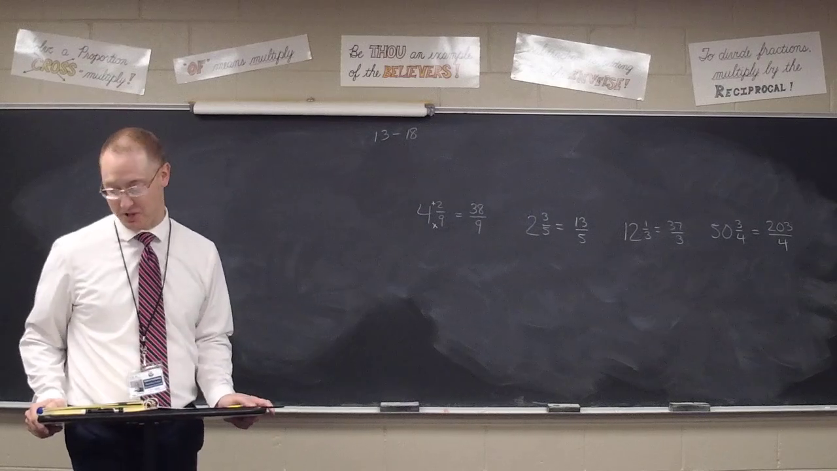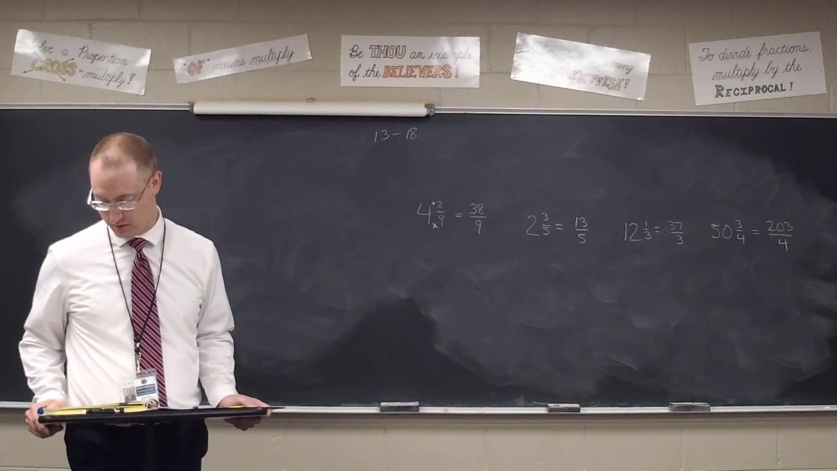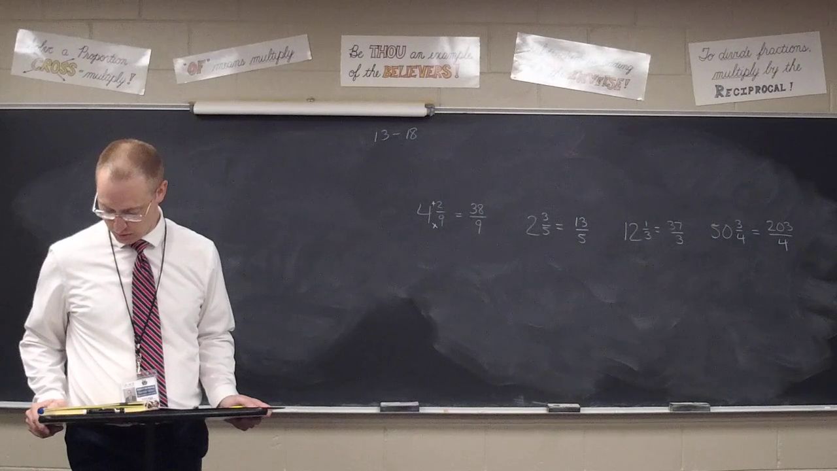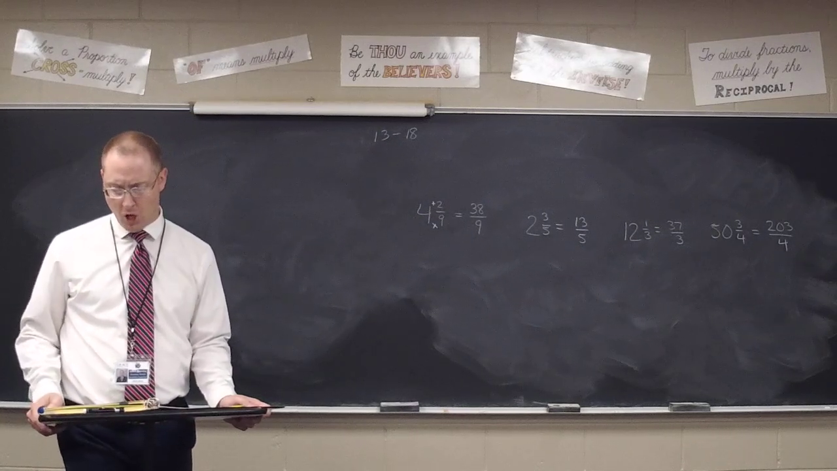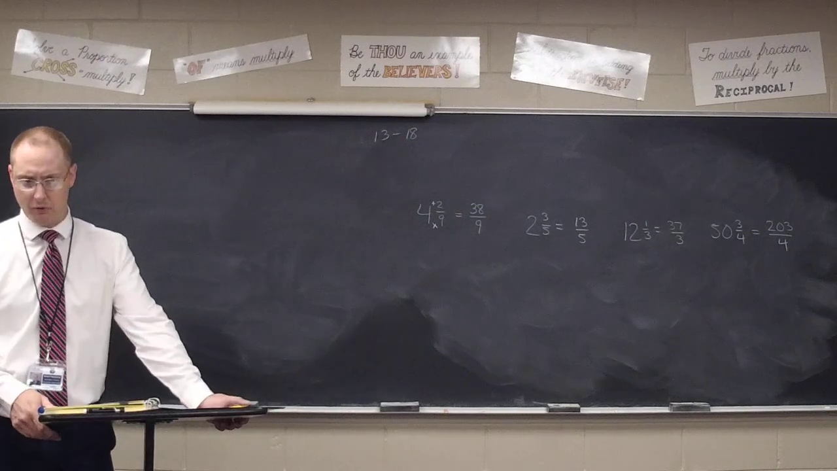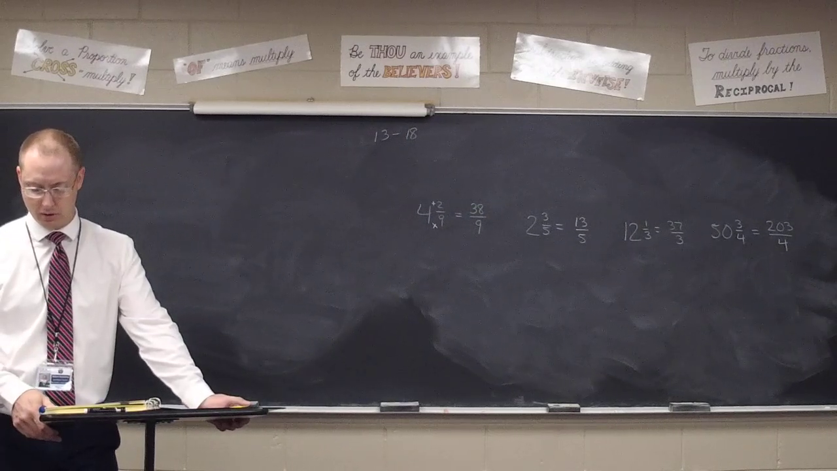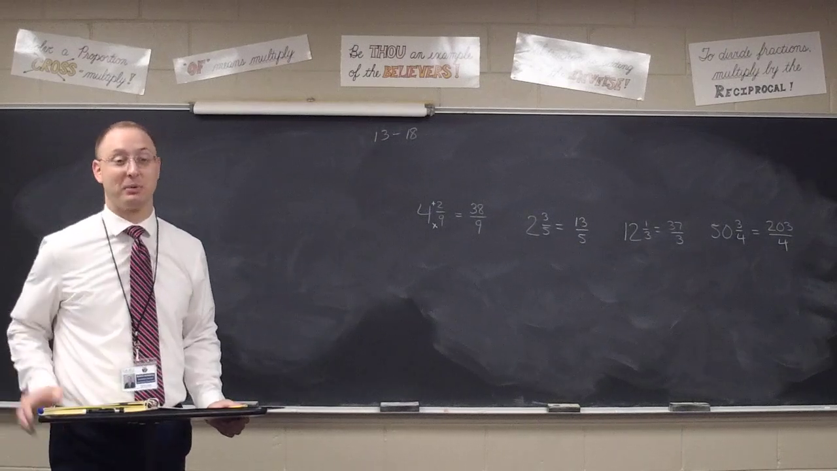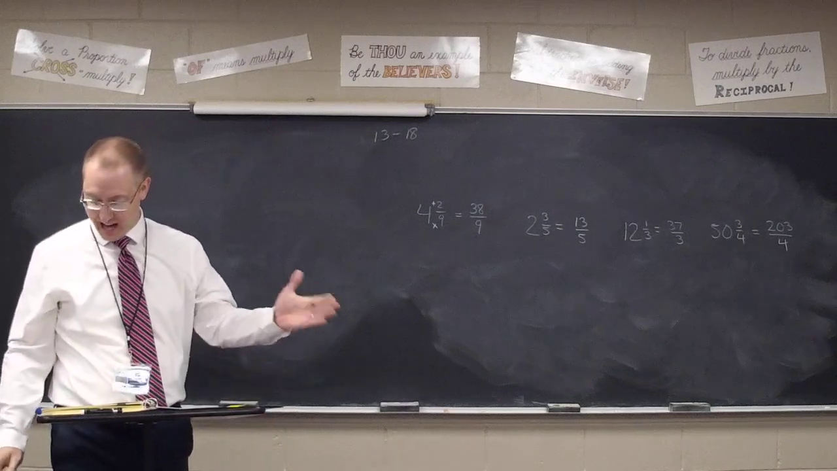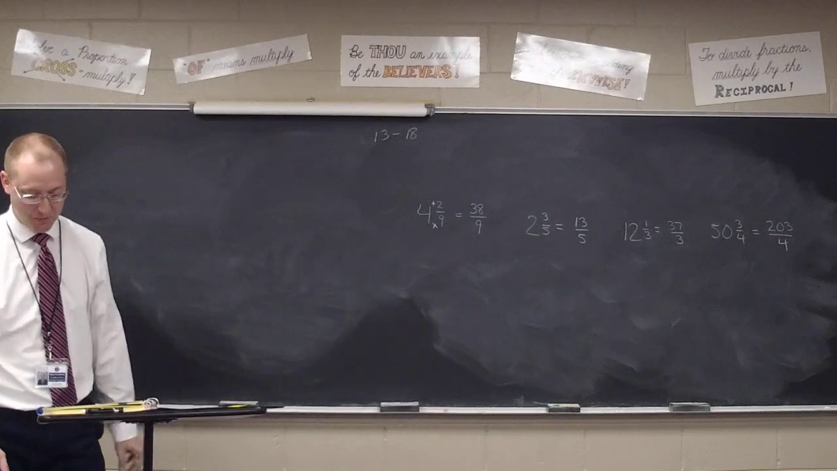How about number 15, Kirsten? For number 15, we're going to multiply the 2 times 12. 2 times 12, 24. Plus the 1, 25. 25 over 2. So 25 halves is what we should have had.